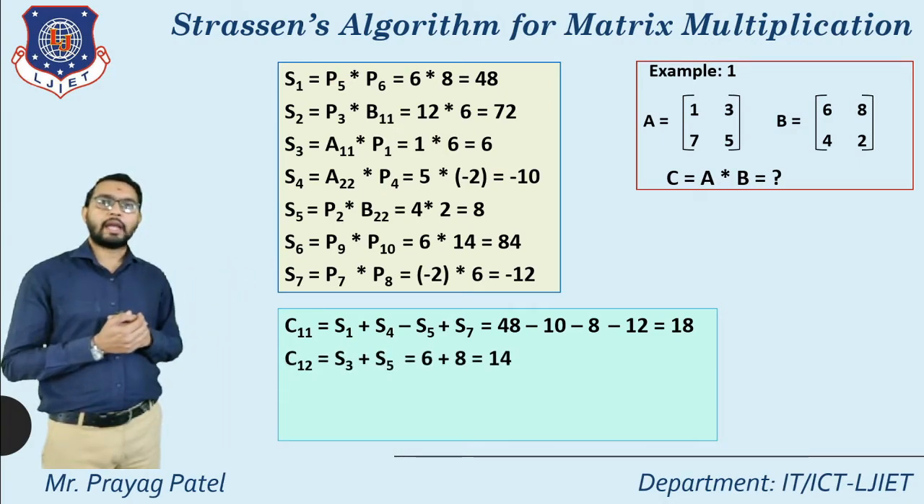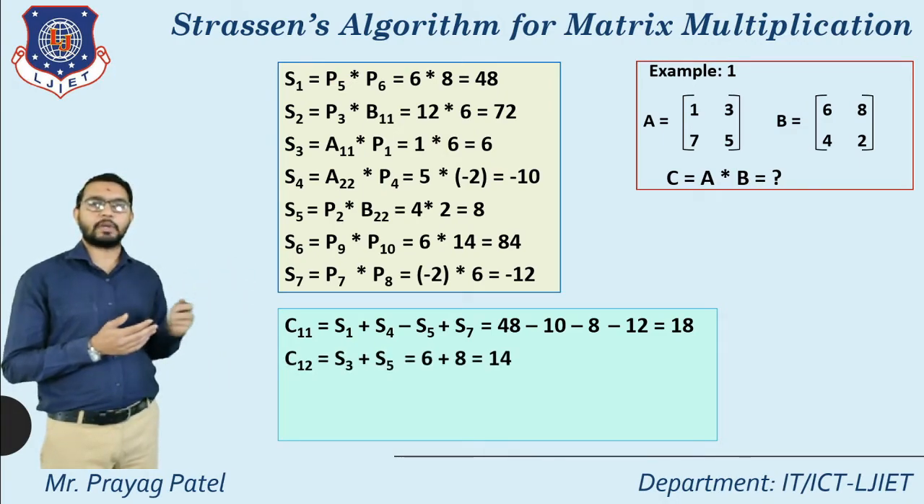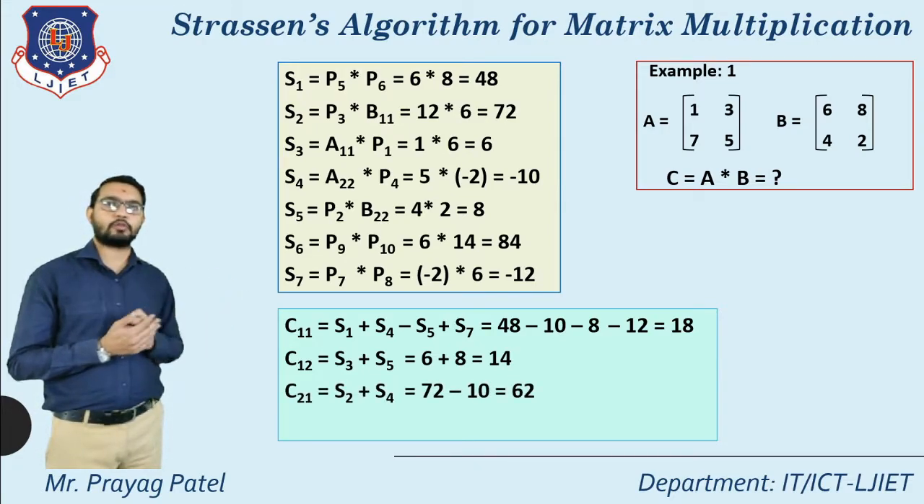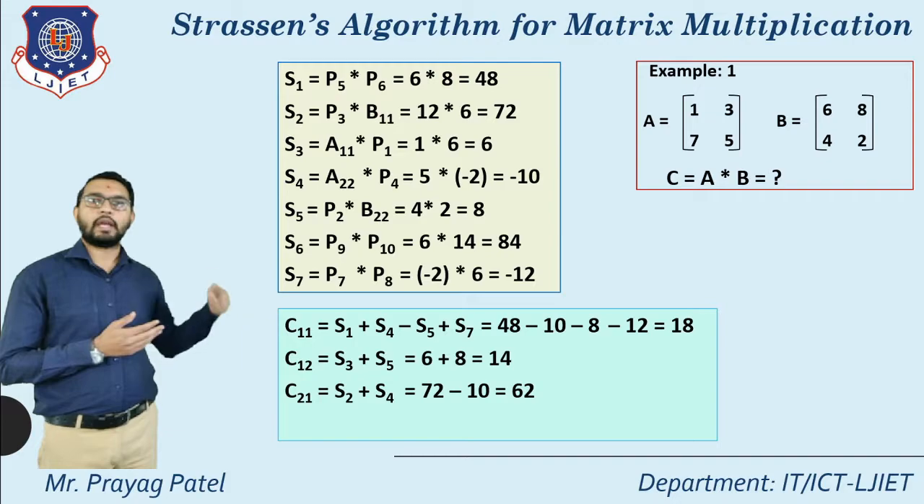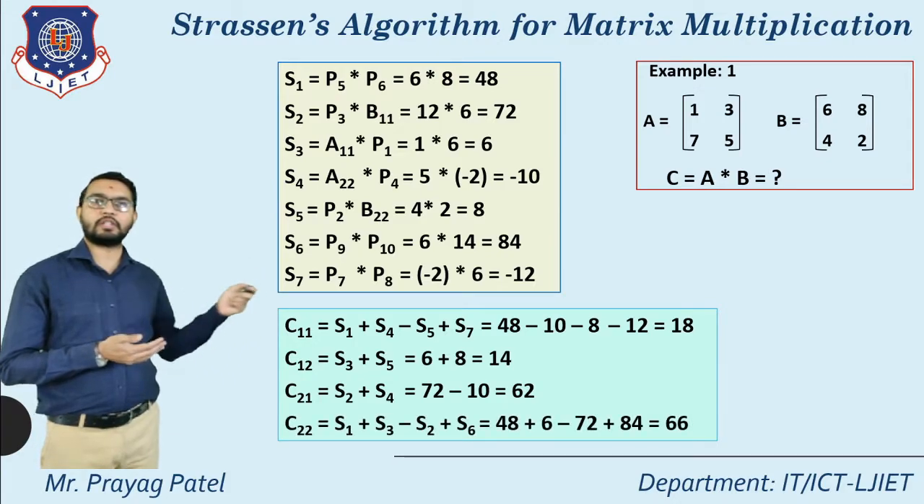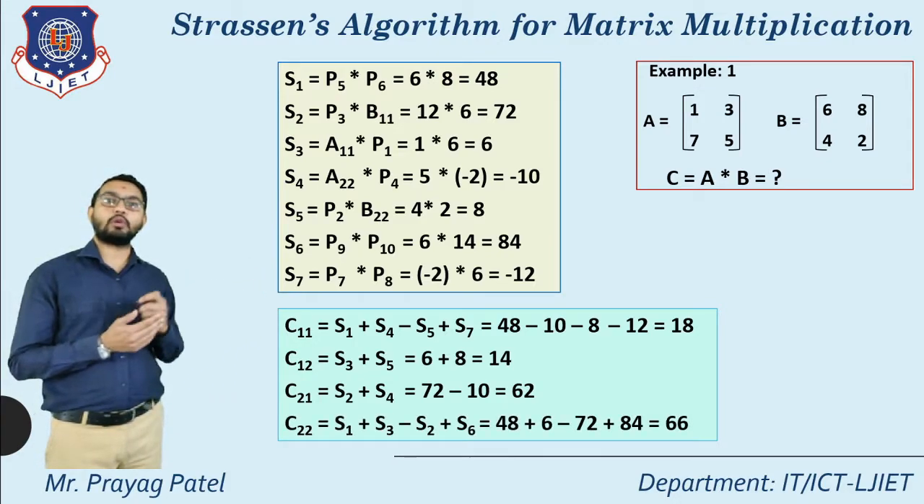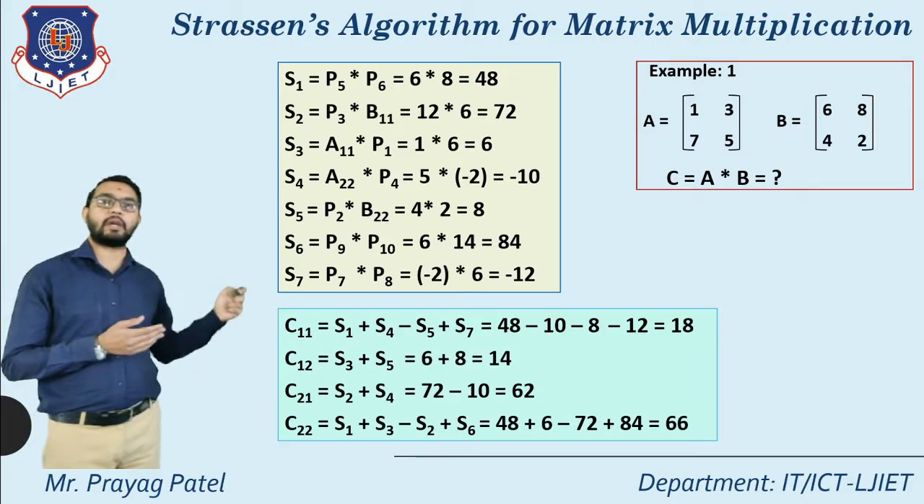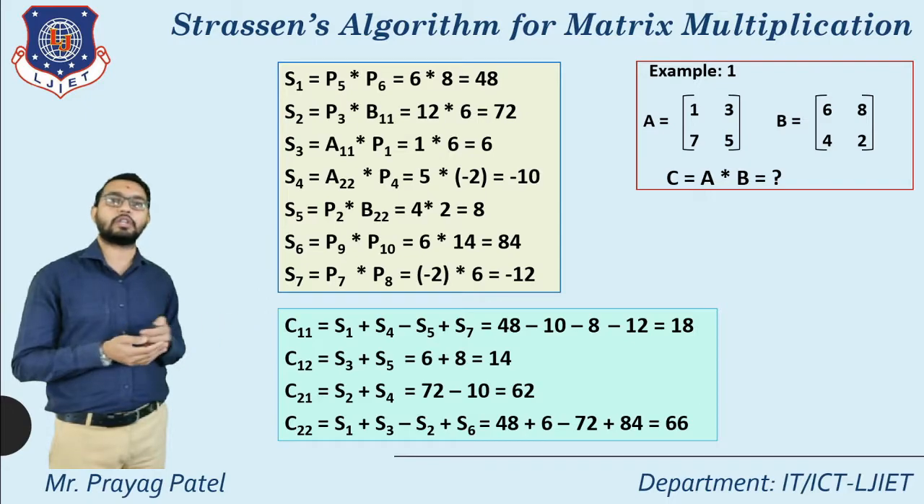C12 equals S3 plus S5. So 6 plus 8 equals 14. C21 equals S2 plus S4. So 72 minus 10, so the value is considered as 62. C22 equals S1 plus S3 minus S2 plus S6. So 48 plus 6 minus 72 plus 84 equals 66.